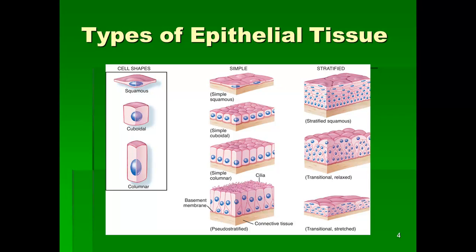There are also some layerings where they're not layered a single layer thick by a single layer thick, but a little bit more relaxed in terms of their combinations, as well as stretched, as you can see. In stratified, as I mentioned already, it's not a simple single layer, but layers of the same type of tissue cell. So we have stratified squamous, transitional relaxed epithelium, and transitional stretch, described in your text and in this pictorial.